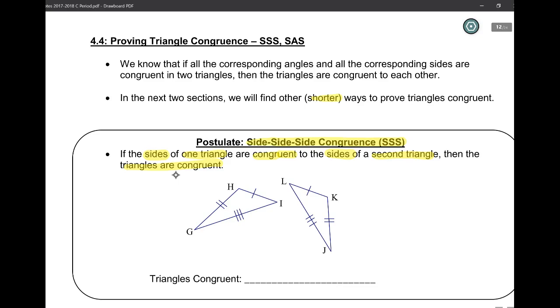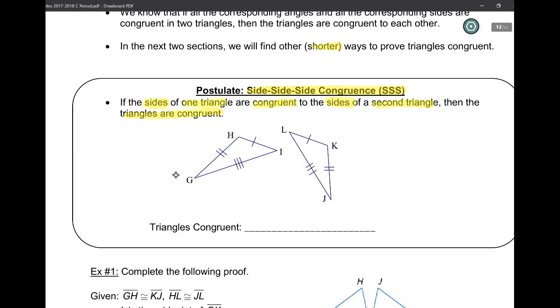So we see a picture here, two triangles, and we can see each pair of corresponding sides are congruent. So in other words, we don't need to know anything about the angle measures here. We only know the sides are congruent. So what we want to do is write a congruent statement, which is listing the triangles in the correct order. It doesn't matter how you name the first one. So let's say I go with GHI.